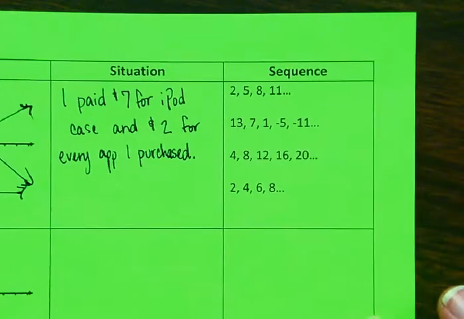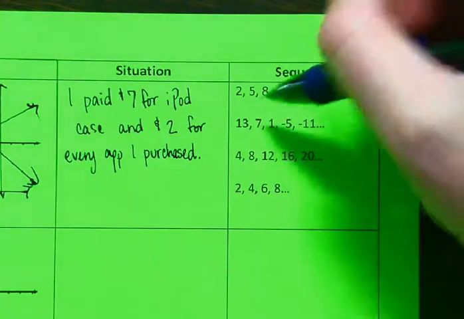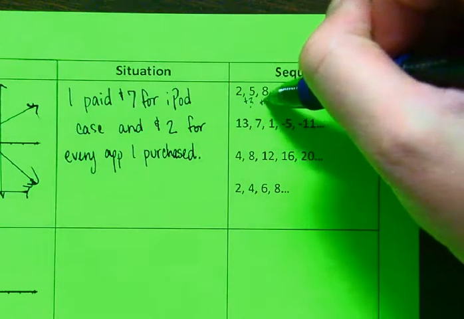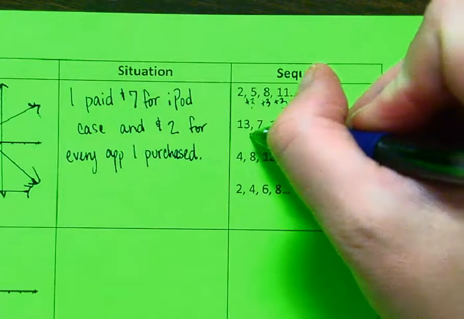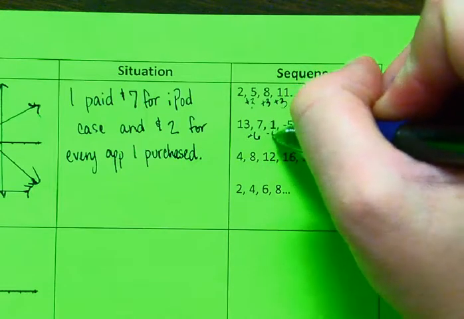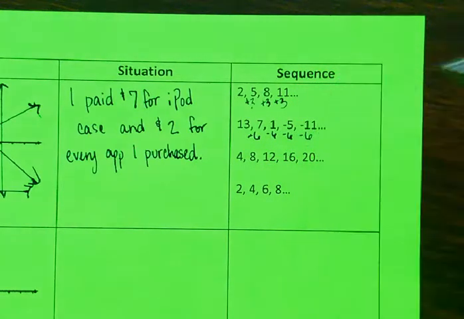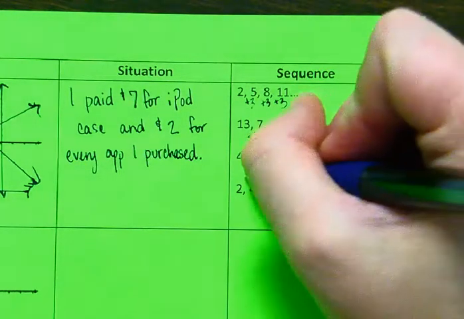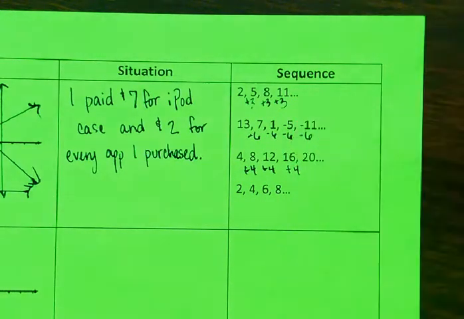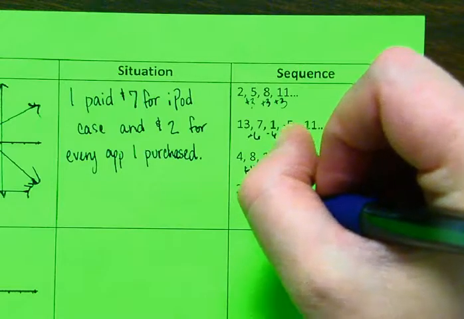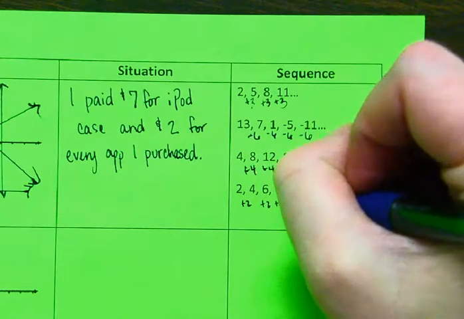Here is a sequence that would be linear. I'm adding 3 each time, so that's a linear sequence. Here, I'm subtracting 6 each time. Here, I'm adding 4 each time. So this one, I'm adding 2 each time. So these are linear sequences.